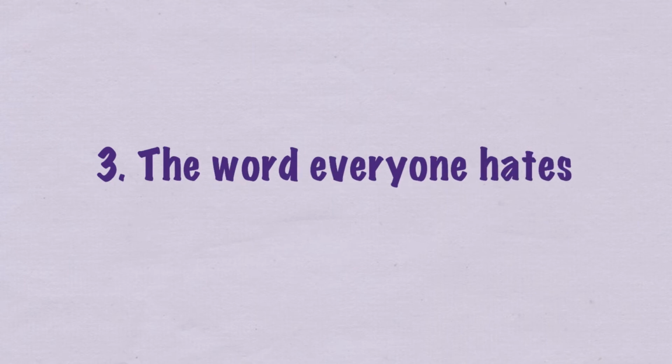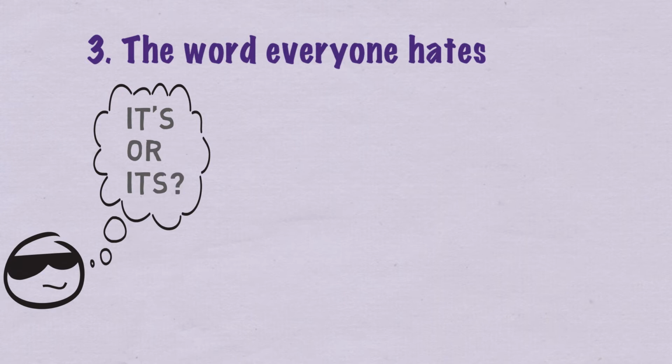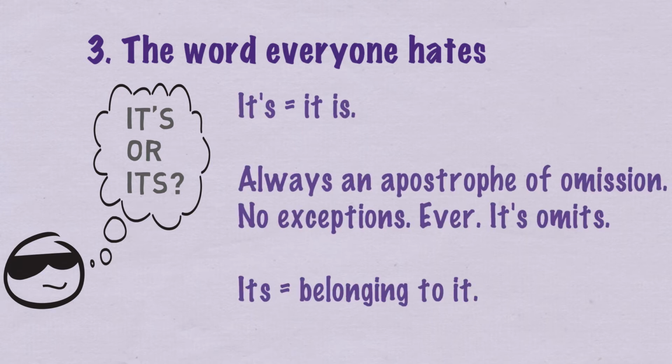Okay, here's an example. This is the one that confuses everybody. The word everybody hates. Is it it's or is it its? With an apostrophe, without an apostrophe? Well, the answer to this one's simple. It's, with an apostrophe, is short for it is. It's always an apostrophe of omission, and there are no exceptions ever. If you want to remember the little rhyme, it's omits, that might help. It's always an apostrophe of omission, so it's always short for it is.